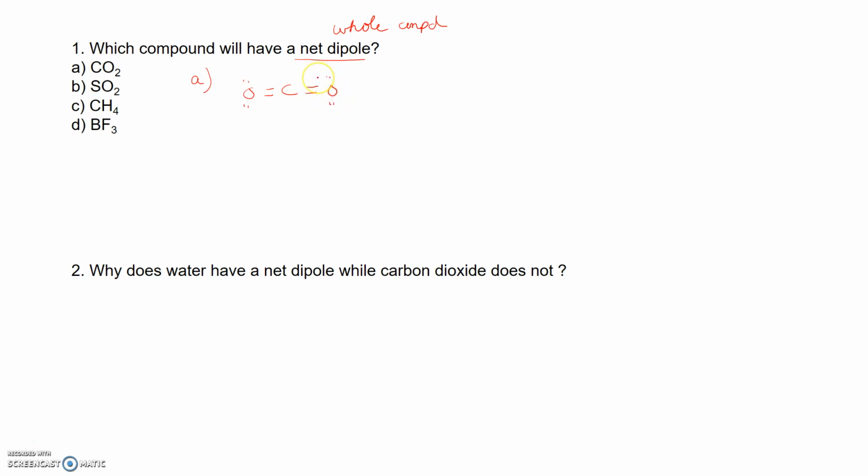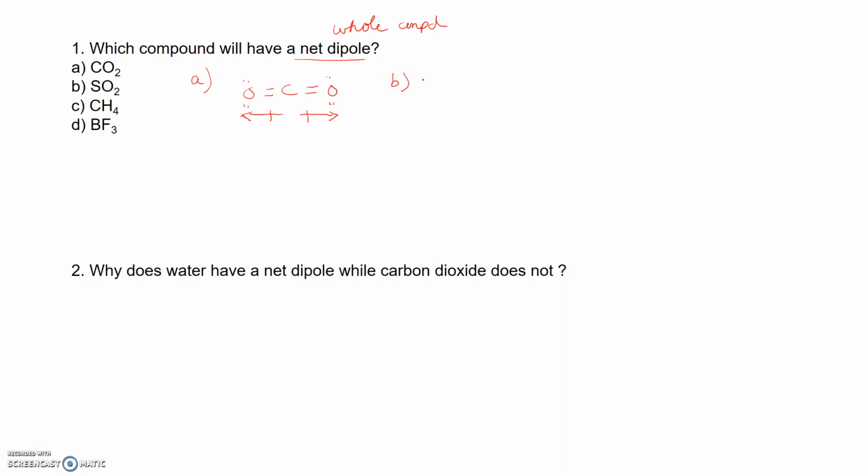So in order to figure out the net dipole, you've got to first draw the dipole for each bond. Because oxygen has higher electronegativity, it's going to pull the electrons towards itself, making this side slightly negative. The same thing happens on the other side. But each pull is going to be equal in the opposite direction, so the net dipole is 0. So this one will not have a net dipole.